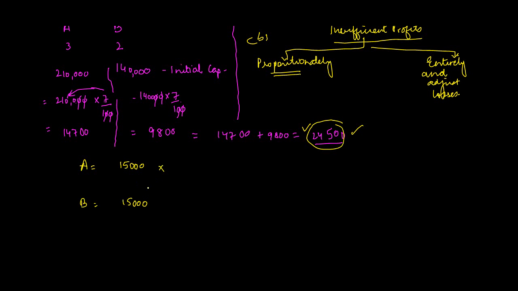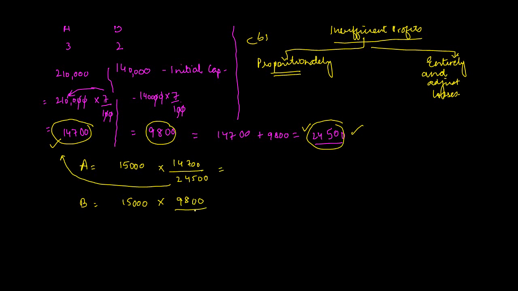So what is the proportion in which A will get? Is it the profit sharing ratio or is it the actual interest to which he is entitled? We take this as the relevant ratio, right? So A will be entitled to 14,700 divided by 24,500. So he will get it proportionately. Similarly, B will get 9,800 upon 24,500, right? So this knocks off these two.